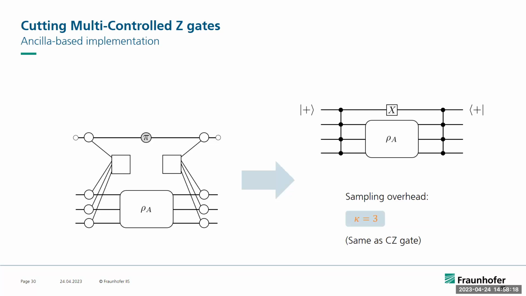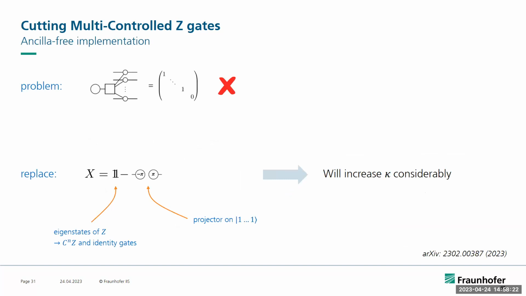And then in the final step, we can think about how to implement this decomposition without ancilla qubits. So we saw that the contraction of this phaseless Z spider led to an invalid operation. So we can simply replace the Pauli X matrix by an identity matrix minus this Z spider with phase pi, and represent the identity by eigenstates of the Pauli Z. By doing that, we have effectively eliminated the phaseless Z spider from the decomposition set. However, this leads to a considerable increase of the sampling overhead. However, we don't have to use ancilla qubits anymore.